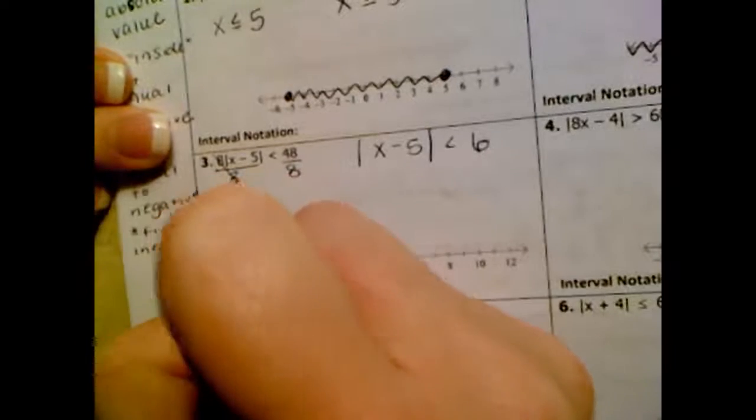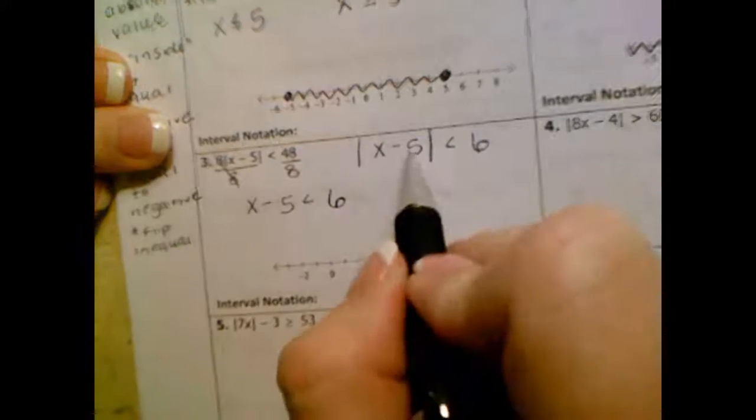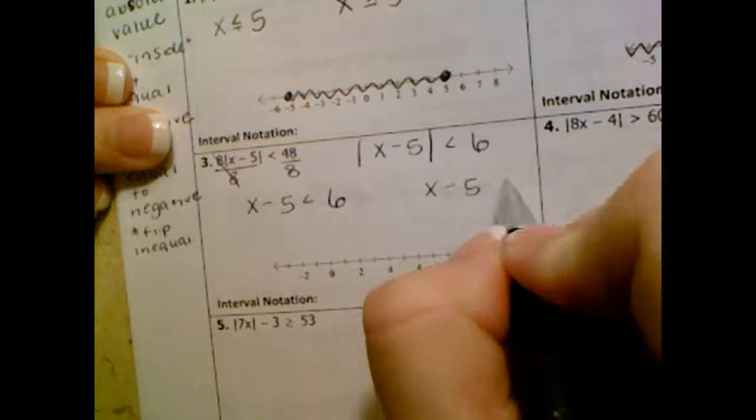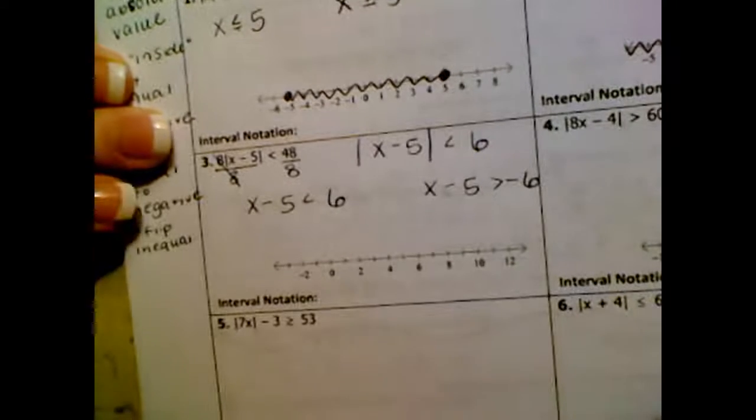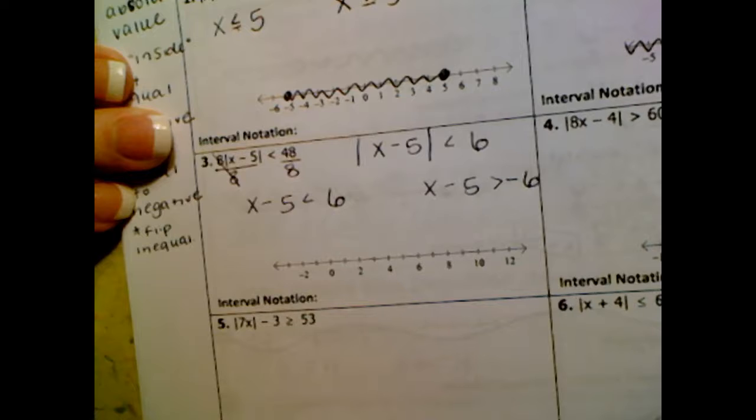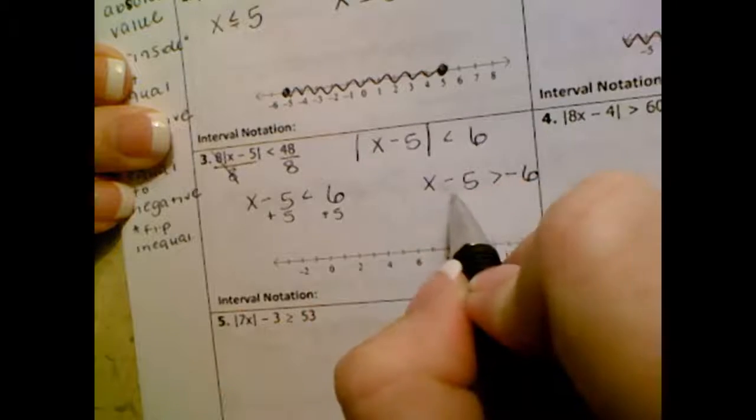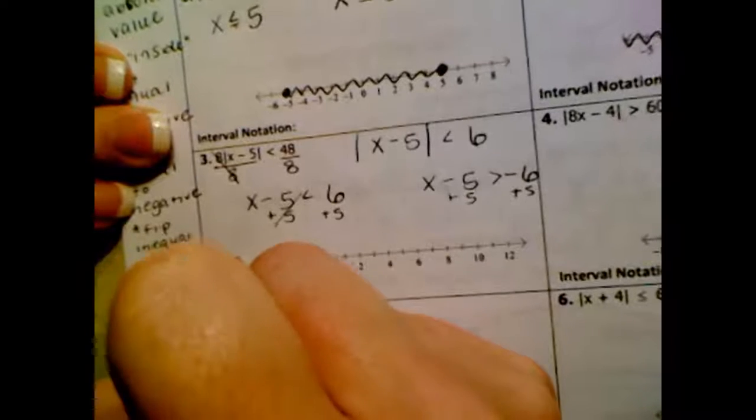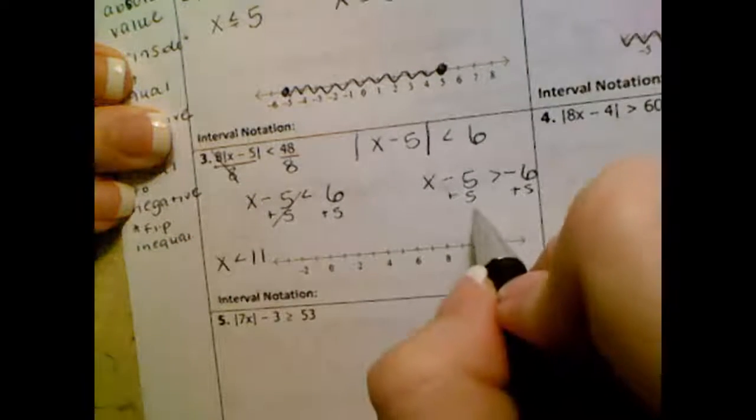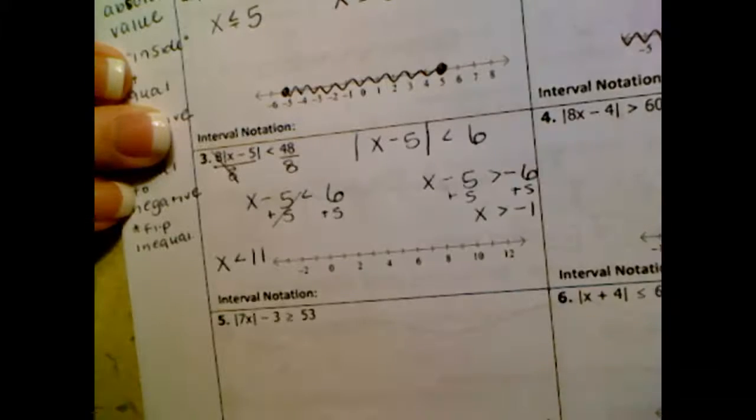Now that my absolute value is isolated, I'm going to take what's on the inside, x minus 5, set it equal to the positive 6. Take what's on the inside, x minus 5, set it equal to negative 6. When I set it equal to the negative 6, instead of it saying less than, I'm now going to have it say greater than. From here, I'm just going to add my 5. So I'll have x is less than 11, then I'll have x is greater than negative 1.